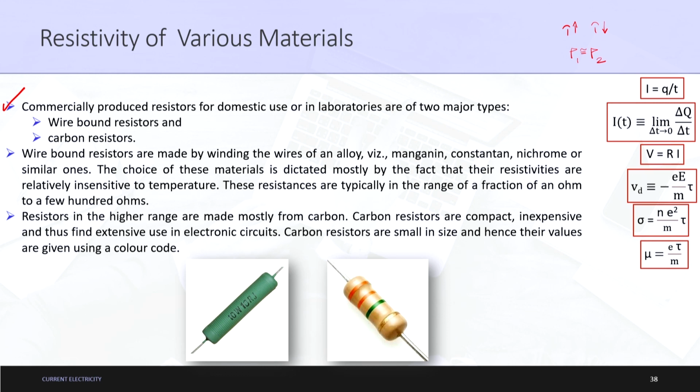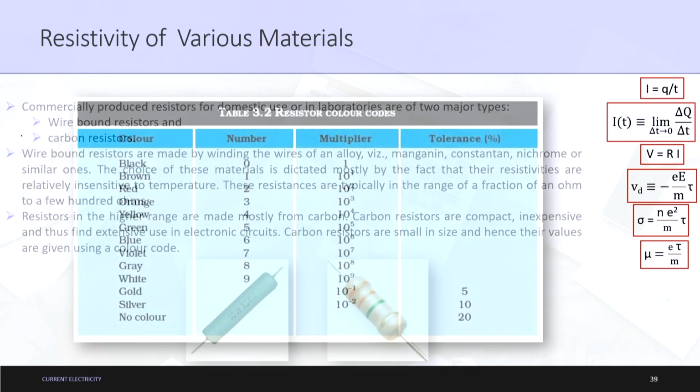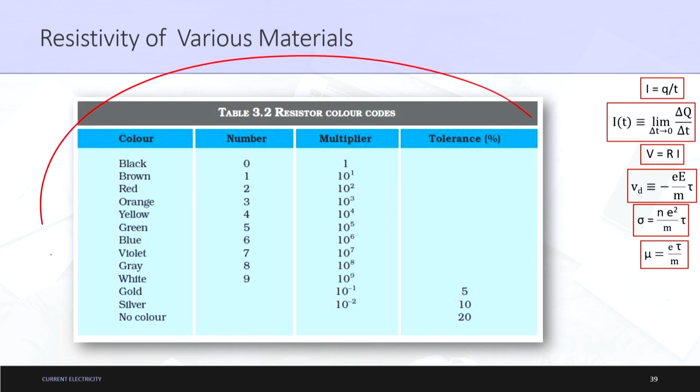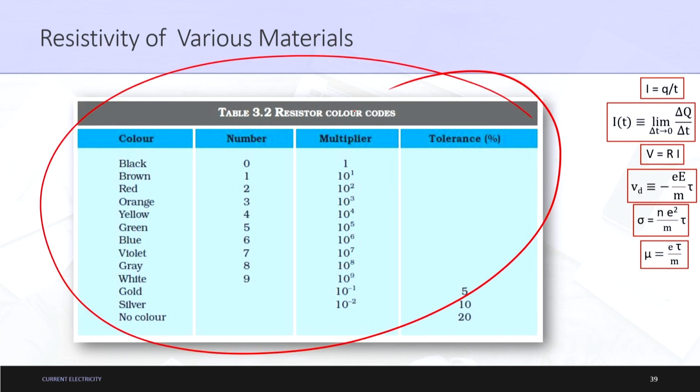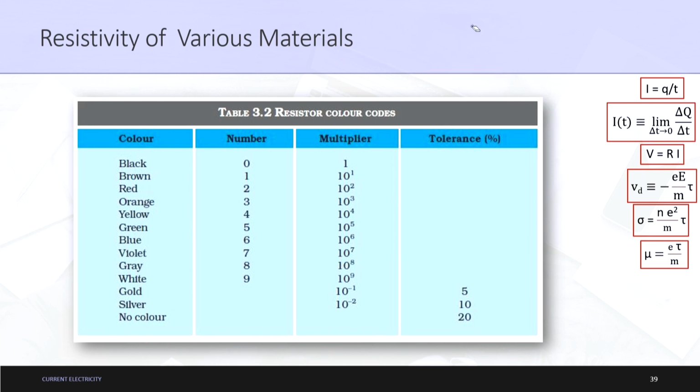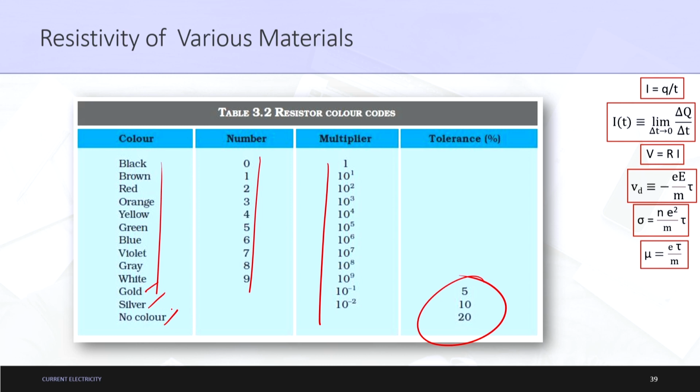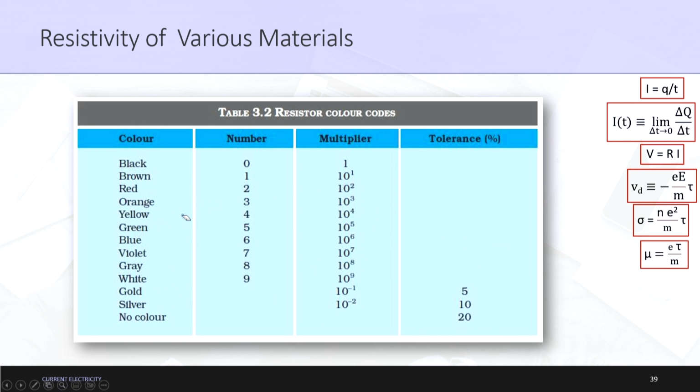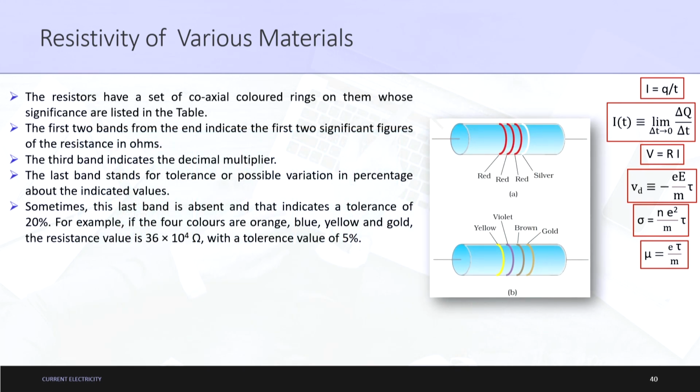Carbon resistors are small in size and hence their values are given using a color code. So, what is this color code? I will try to explain here. This is a typical table which you need to remember for the color coding. As you can see, different numbers are allotted for different colors, and these also have a multiplier. These last three, gold, silver and no color, are nothing but tolerances. I will try to explain how these color codes work using 1-2 examples. Let me first read everything here.